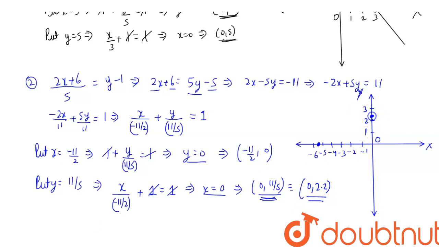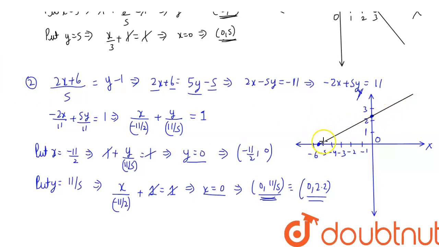So this is the point 0, 2.2. So here we have got the 2 points, and now we are going to join both of these points. If we join them, then we get the line like this. So the line would look something like this.